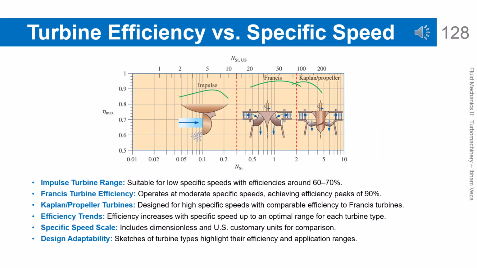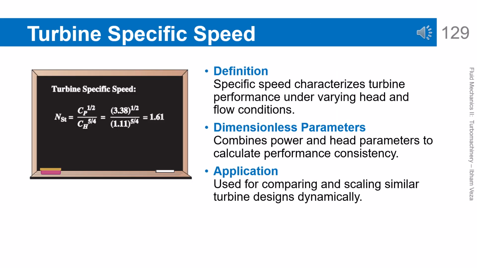Turbine efficiency versus specific speed. This slide emphasizes again that turbine efficiency is strongly influenced by specific speed. Each turbine type has its own optimal operating range. When operating outside this range, the efficiency drops significantly. Therefore, matching the operating conditions with the turbine type is very important. This approach ensures an economical and reliable design.